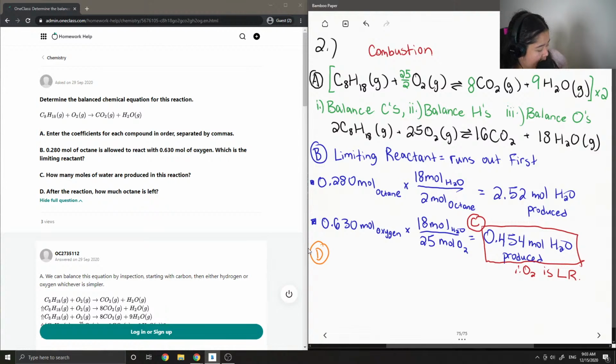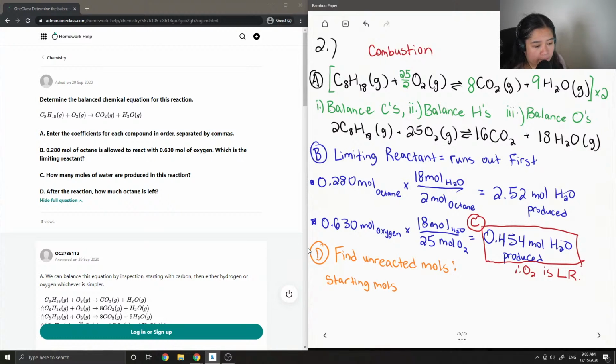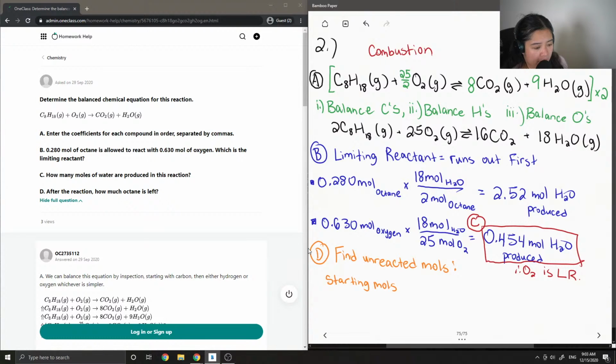After the reaction, how much octane is left? So basically, we have to find the unreacted moles. To do this, it is just your starting moles. So basically, we're trying to find out how much octane was left over if all of it reacted with the limiting oxygen.